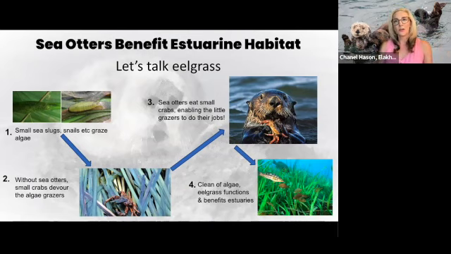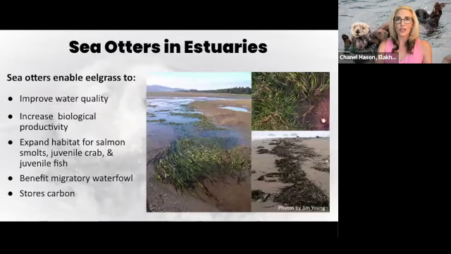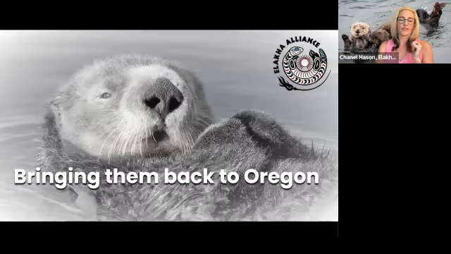So with the sea otters keeping that in balance, the eelgrass can also sequester carbon, just like kelp, and help with climate change. So it benefits the whole entire ecosystem on top of that for nurseries, for fish and crab, and also waterfowl, migratory waterfowl. So it is all really wonderful.